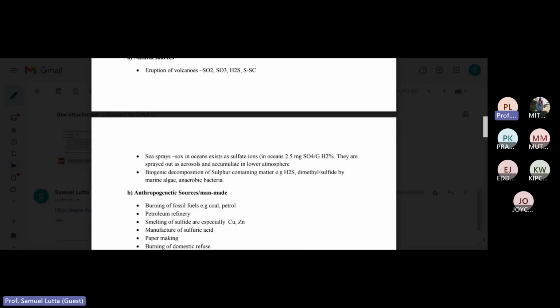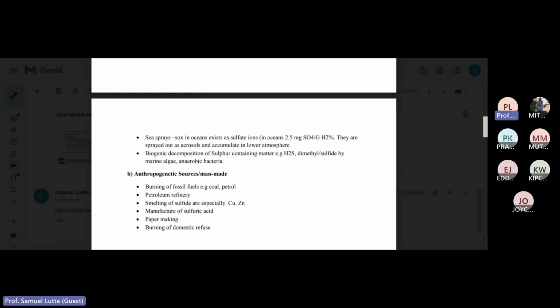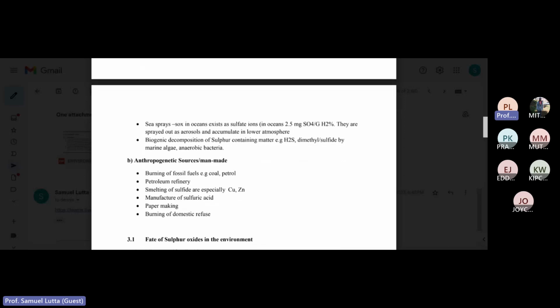So we have biogenic. Biogenic is also a natural source, but it is caused by microorganisms. And then you have anthropogenic. Anthropogenic sources are caused by human beings through their daily activities, like burning fuels, use of sulfur, smelting. Smelting, I think we talked about this when we were talking about extraction of metals. Like copper, we said we get it from copper iron sulfide.